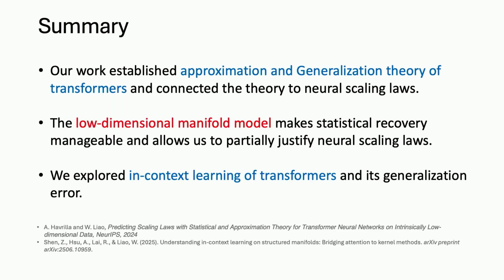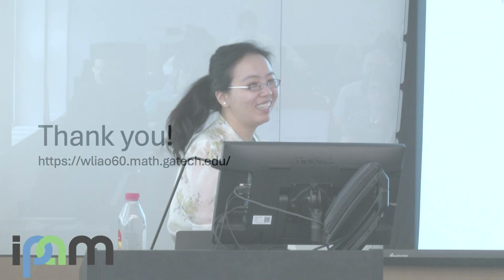Okay, that's the end of my talk. So as a summary, we did a little bit of approximation and generalization theory and tried to use the intrinsic dimension to explain neural scaling laws. But there are lots of things to do, like the optimization, which we did not address at all. And for in-context learning, we understand the transformer as learning an algorithm, and we characterize the complexity of the algorithm learner. Okay, so that's it. Thank you very much.